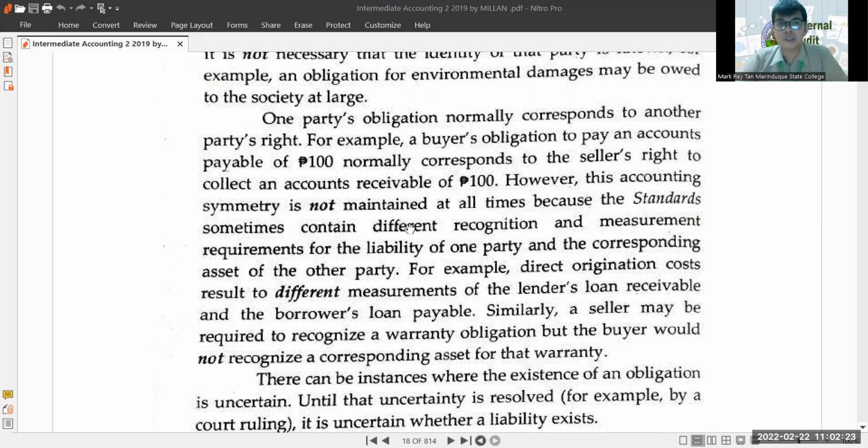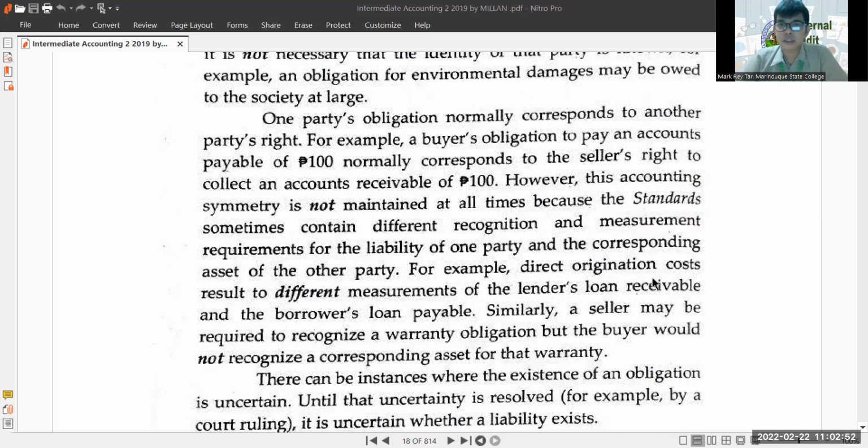Hindi siya palaging ganun. Because the standards sometimes contain different recognition and measurement requirements for the liability of one party and the corresponding asset of the other party. Sige, example natin. Ito daw, direct origination costs result to different measurements of the lender's loan receivable and the borrower's loan payable. So, ano ba yung direct origination cost?